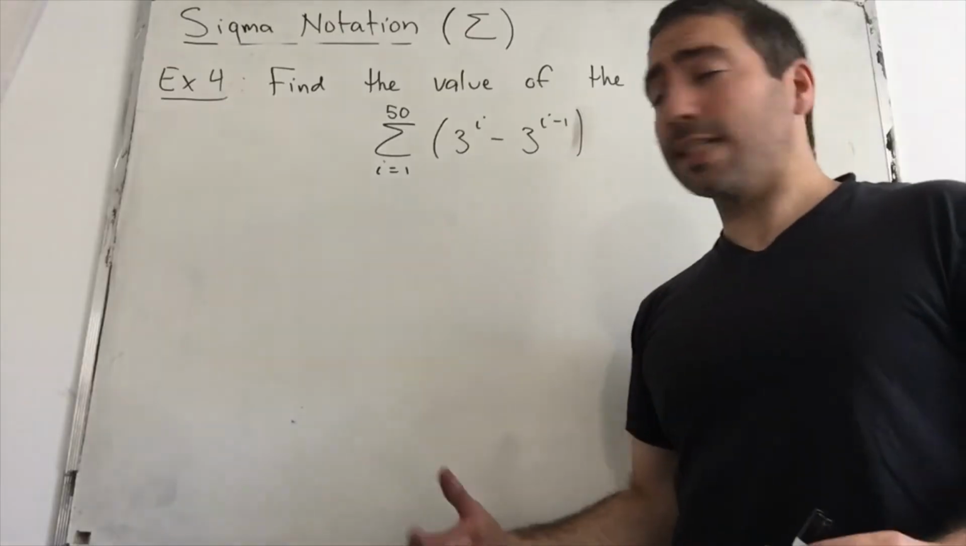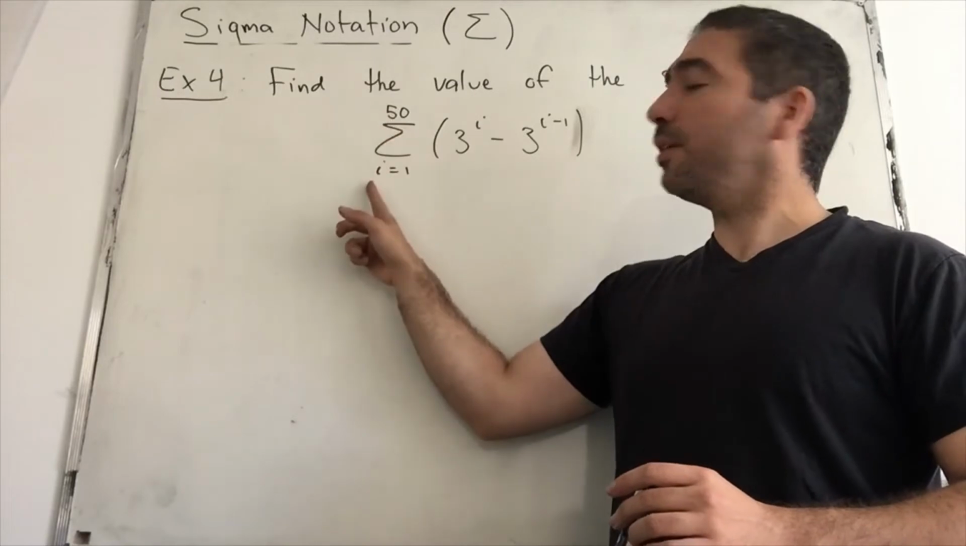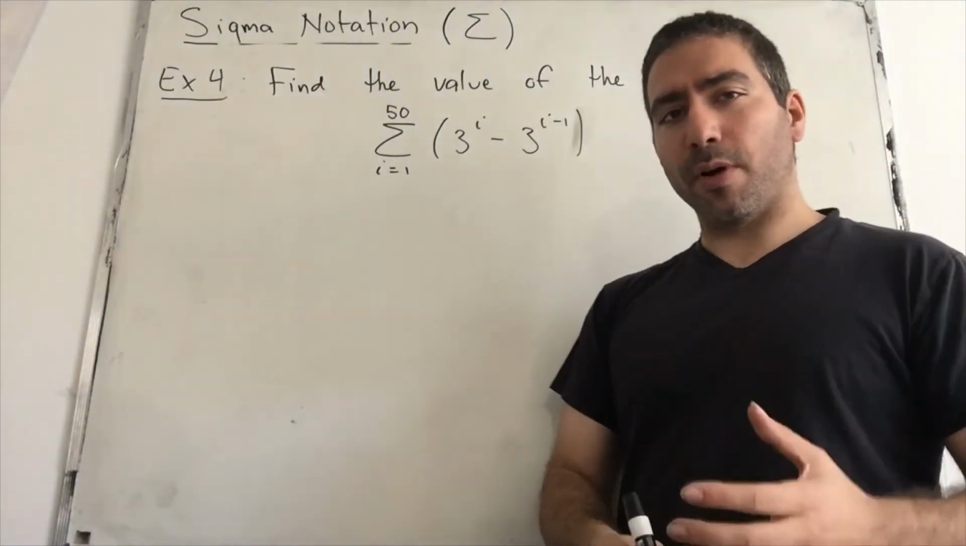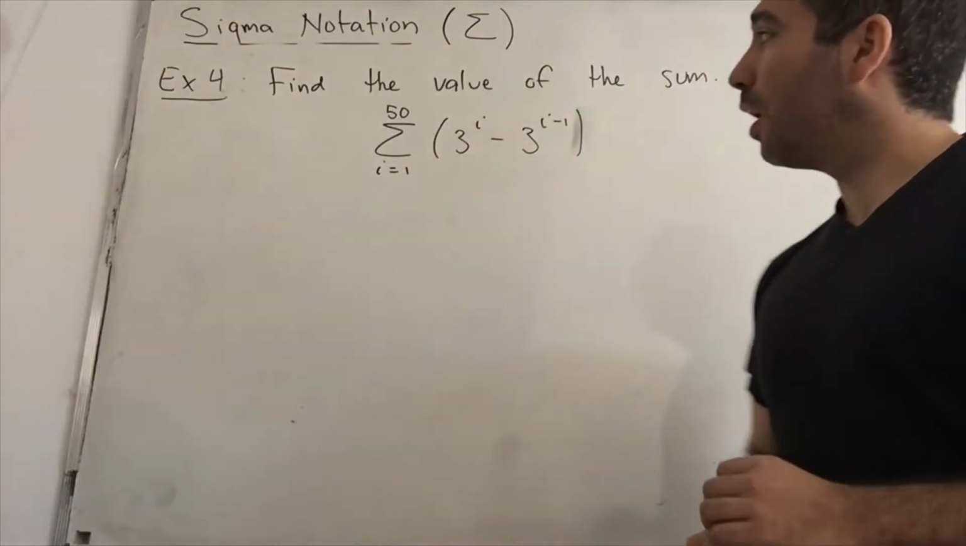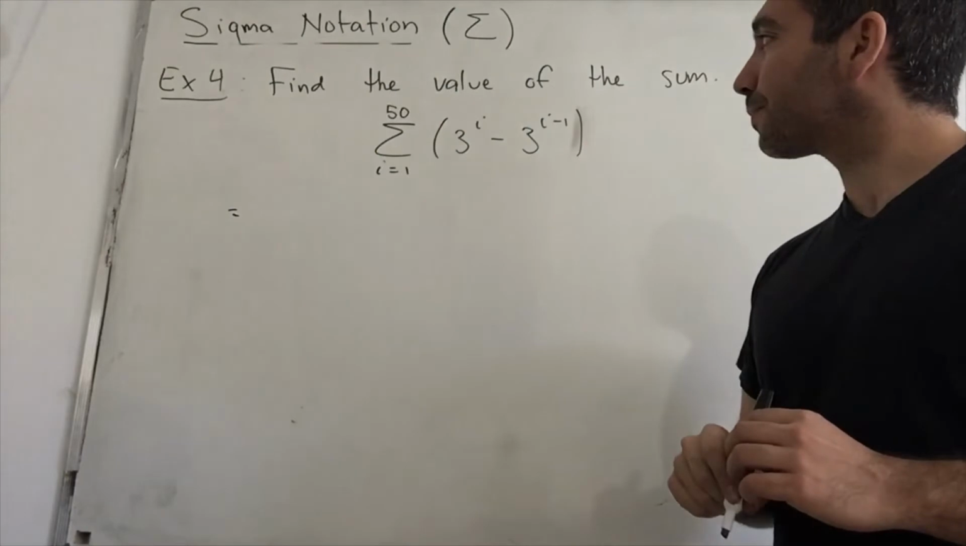Okay. So in this next example over here, you have to find the value of the sum, and the sum that's given is the sum from 1 to 50 using the index i of 3 to the i minus 3 to the i minus 1. So pause the video, try to see if you can solve this on your own. How would I go about this?